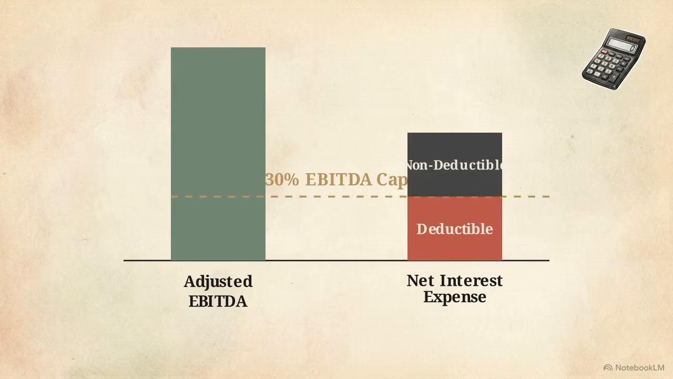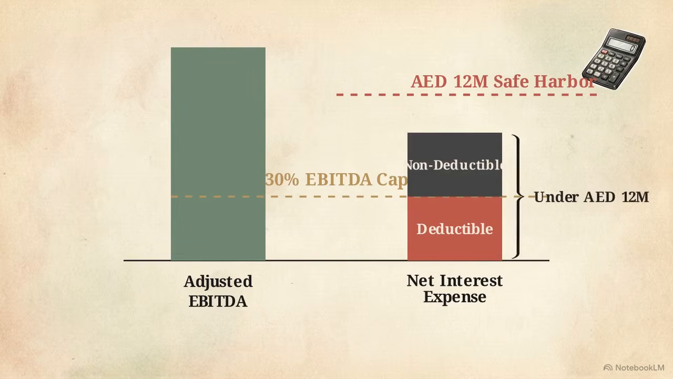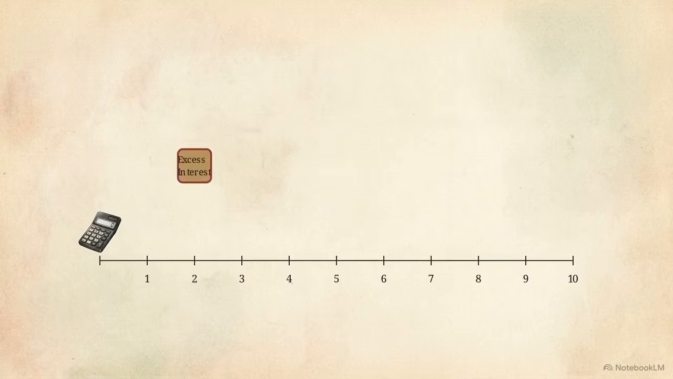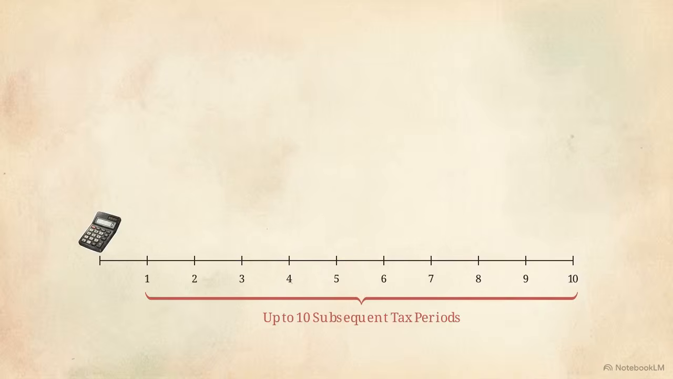However, a safe harbor mechanism exists for SMEs. Net interest expenditure under 12 million dirhams bypasses the 30% limit, remaining fully deductible. If a business exceeds this cap, the disallowed interest is not permanently lost. It can be carried forward and deducted against profits for up to 10 subsequent tax periods.